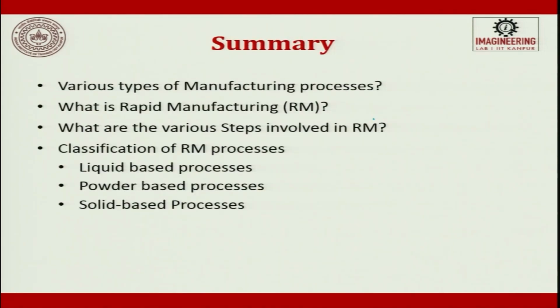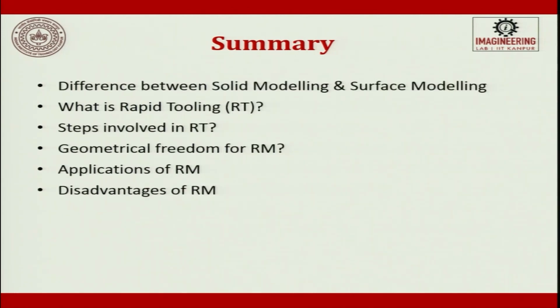Finally, to summarize what we studied in this rapid manufacturing lecture: various types of manufacturing process, what is rapid manufacturing, what are the various steps involved in rapid manufacturing, the classification based on the starting material, liquid form, powder form and solid form. Then we saw the difference between a solid model and a surface model, where we are using rapid tooling, the steps involved in rapid tooling, geometric freeform of rapid manufacturing, applications of rapid manufacturing and disadvantages of rapid manufacturing. So, in this lecture what we saw is just icing on a cake.